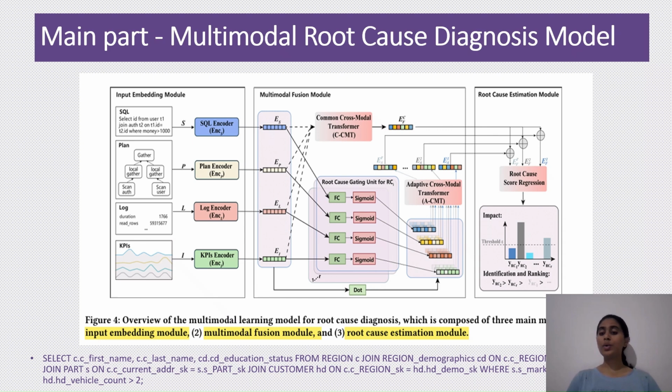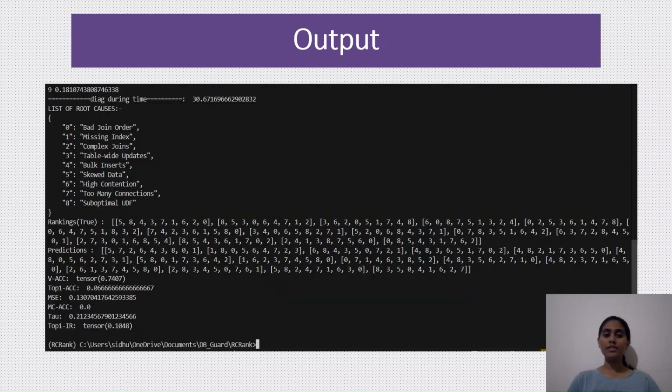And in here will be the root cause score regression, which is done so that every root cause is given a rank. And this is how the output of a training looks like. These are all the 9 root causes that we have. These are the rankings of a few samples and the predictions. These are the actual rankings, and these are the predictions of those samples. And we got an accuracy of 67% for this particular model.